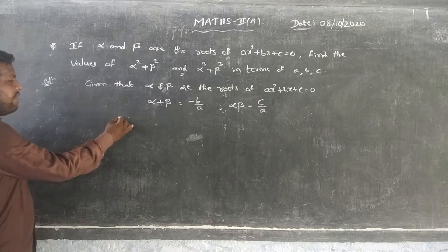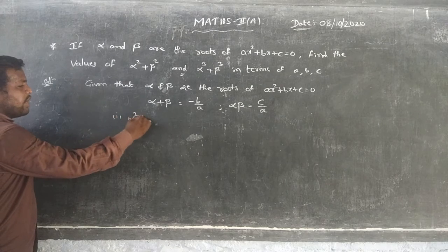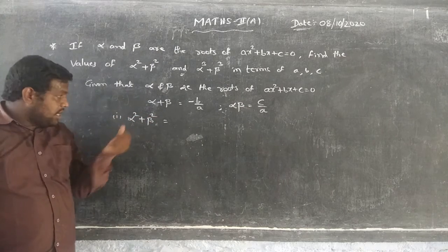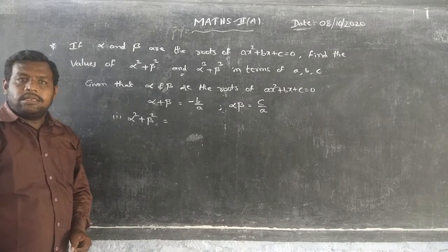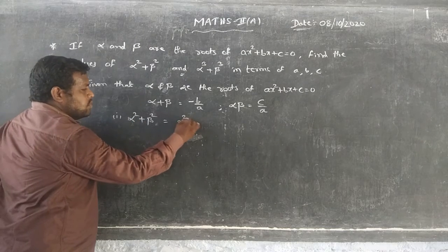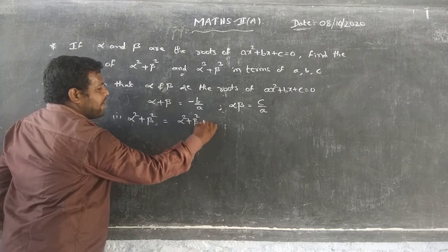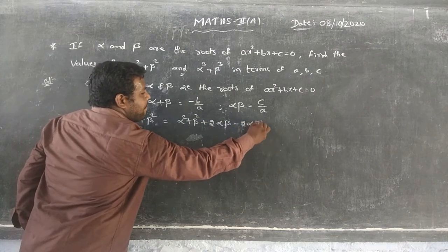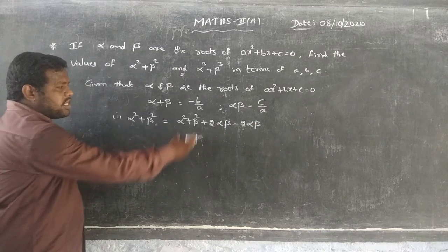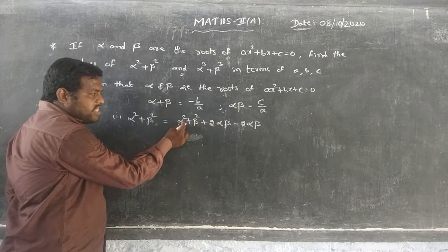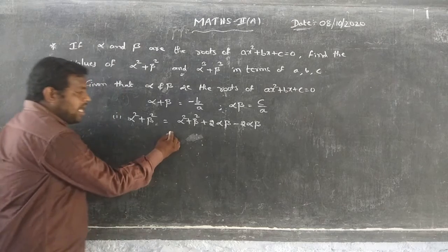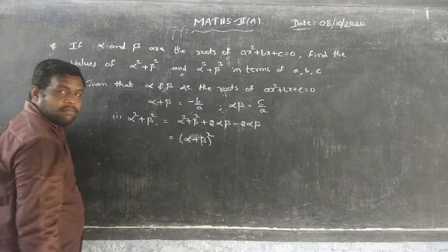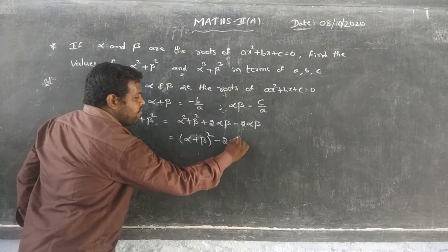Okay, now we can find the value of the first one, alpha square plus beta square. This term is in the form of a square plus b square. So for this term we can add and subtract 2 alpha beta. The first three terms can be written in the form of a square plus b square plus 2ab, which can be written as a plus b whole square, alpha plus beta whole square minus 2 alpha beta.